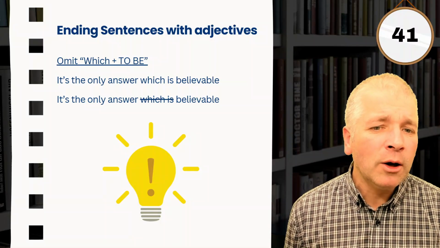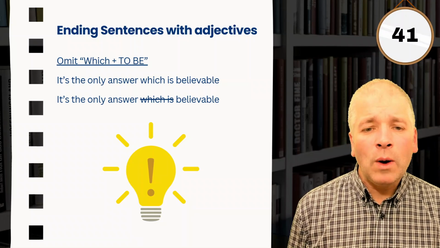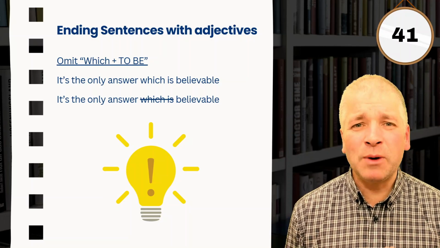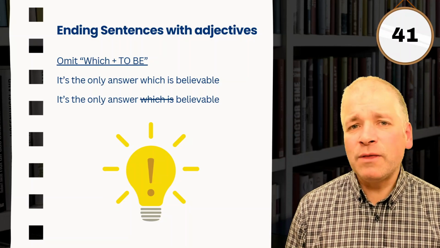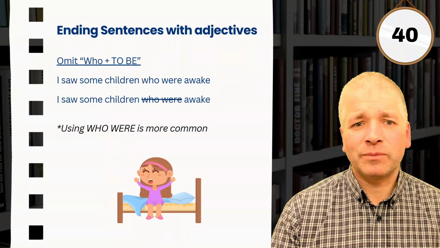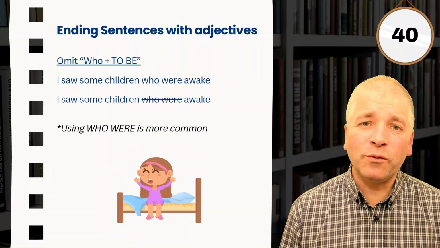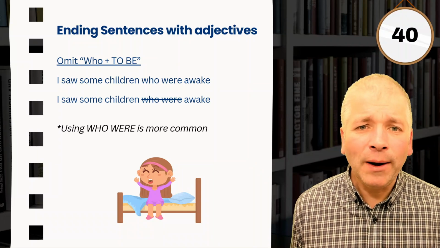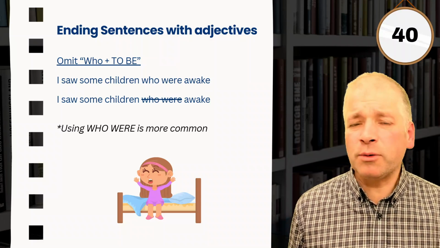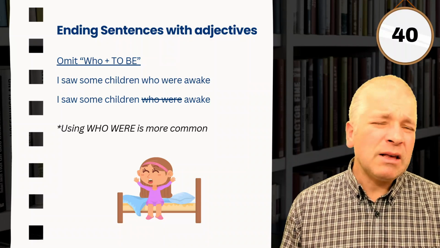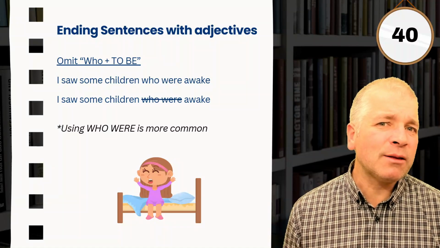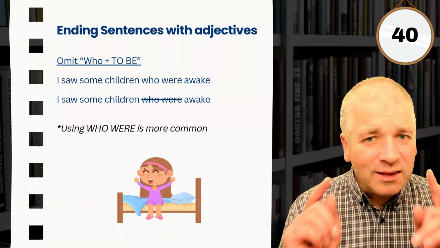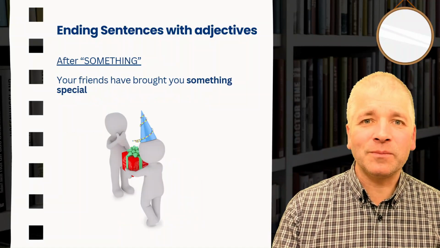But in the second one, we have this interesting situation where we have a noun that's immediately followed by the adjective, and what's happened is we've left out which or that, and then the verb to be. This is similar to who followed by to be. I saw some children who were awake, but we could leave out who were. I saw some children awake. It's not particularly common. It's something you're likely to say if you're speaking in passing or quickly or informally, but it does happen and you can use it.